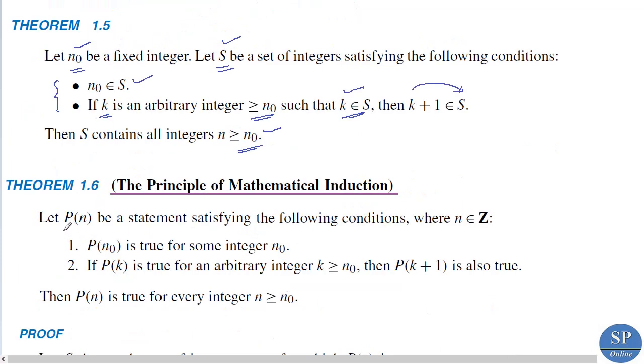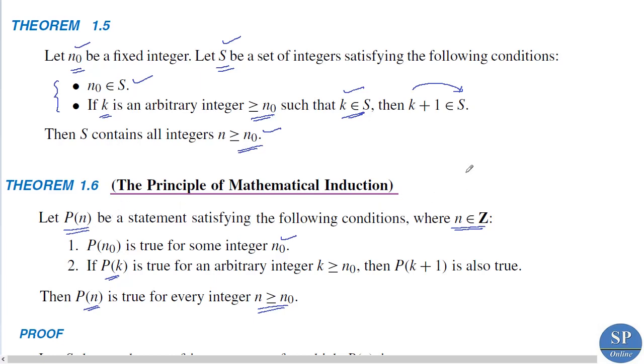Let P of n be a statement satisfying the following conditions, where n belongs to Z. The conditions are: P of n naught is true for some integer n naught, and second, if P of k is true for an arbitrary integer k which is greater than or equal to this n naught, then P of k plus 1 is also true. Then P of n is true for every integer n greater than or equal to n naught. That is the principle of mathematical induction.